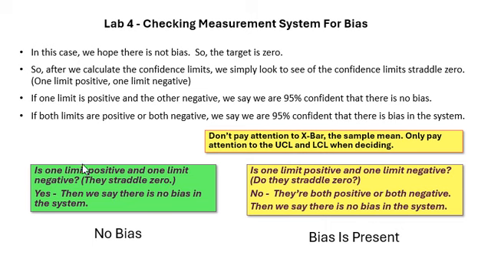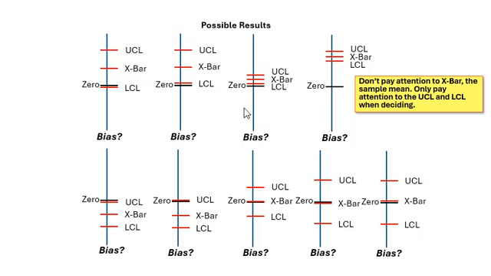If your 0 is inside of your confidence interval range, then we say there is no bias in the system. But if your 0 is outside of it, they are both positive or both negative, then we say there is bias in the system. Meaning your 0 is not in that limit. If your 0 is not between your UCL and LCL, and is outside of it, then we say there is bias in the system. So this is how we're thinking.